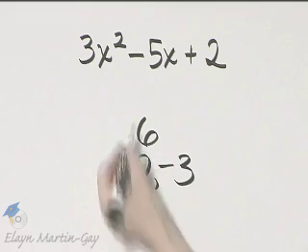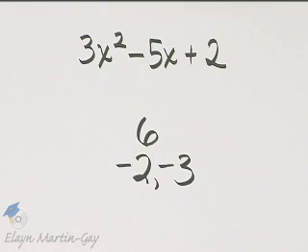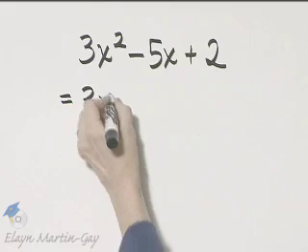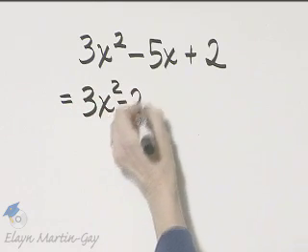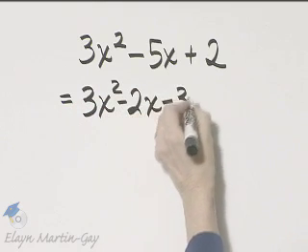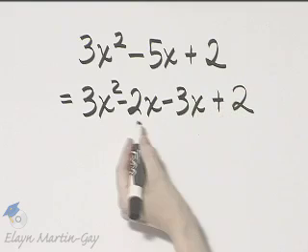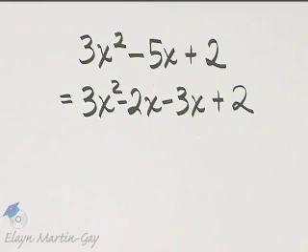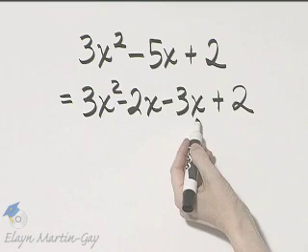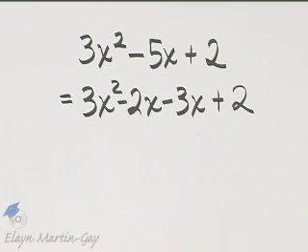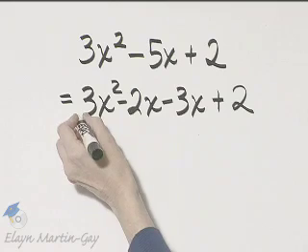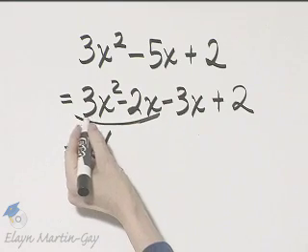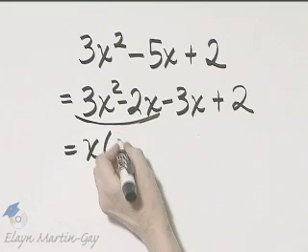Now I'll use these to rewrite that middle term. So remember -2 and -3, and I'll write this as 3x squared, I'll write that as -2x minus 3x plus 2. There's the -2 and the -3. I haven't changed anything because those two terms have a sum of -5x. And now let's factor by grouping. Here there's a common factor of x. When I factor it out, I have 3x minus 2.